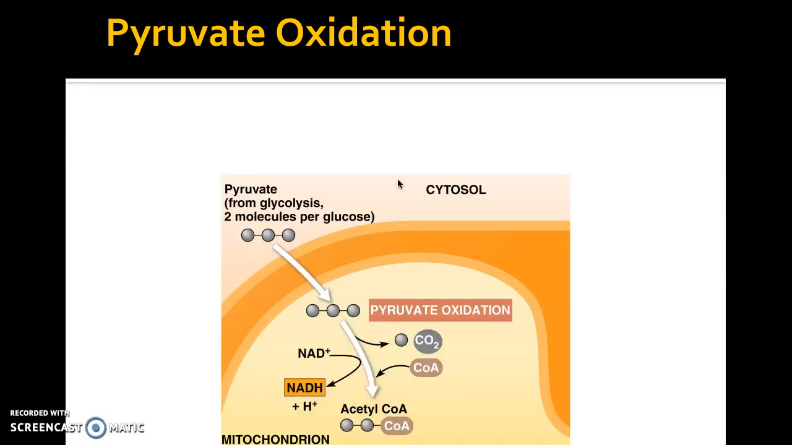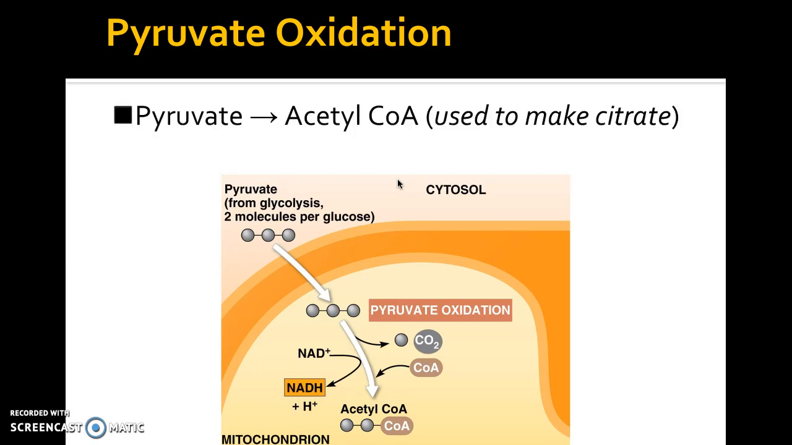Here we have pyruvate oxidation. You can see in the upper corner, again, pyruvate is a 3-carbon molecule. It's going to join up with an enzyme called coenzyme A. Once they join up together, they are called acetyl-CoA.